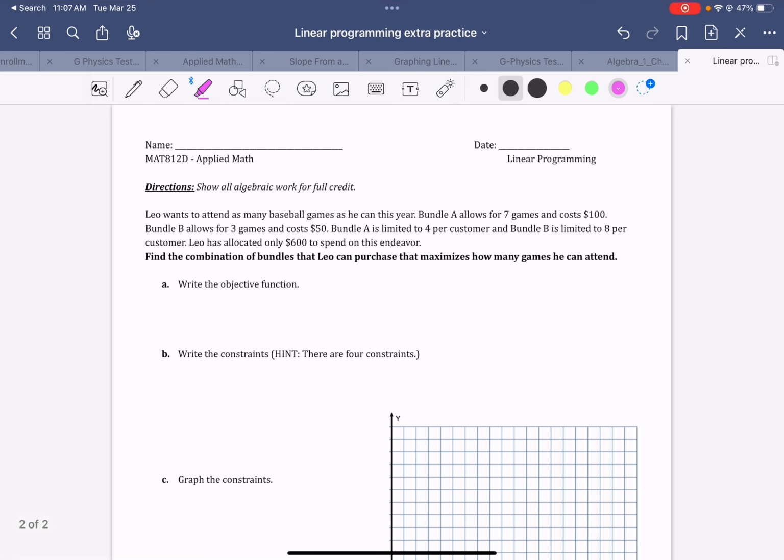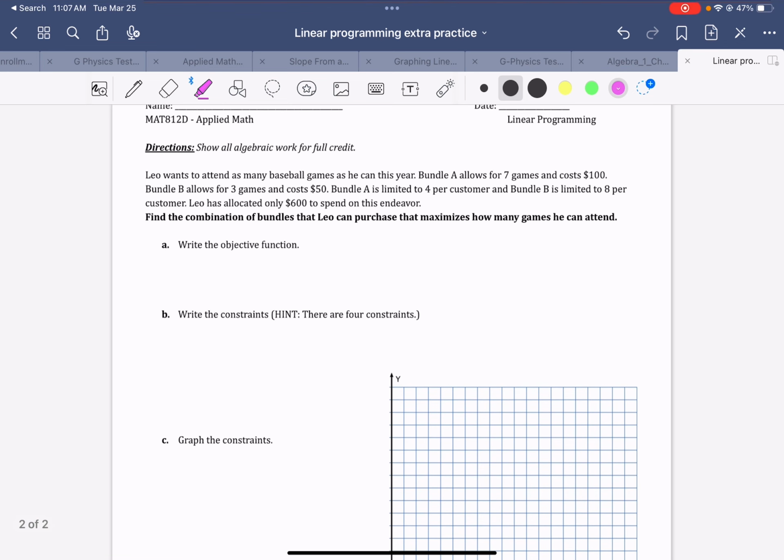Next, Leo wants to attend as many baseball games as he can. Bundle A allows for 7 games and costs $100. Bundle B allows for 3 games and costs $50. Bundle A is limited to 4 per customer. Bundle B is limited to 8 per customer. Leo is allocated only $600 to spend on this endeavor. So find the combination of bundles that Leo can purchase to maximize how many games he can attend.